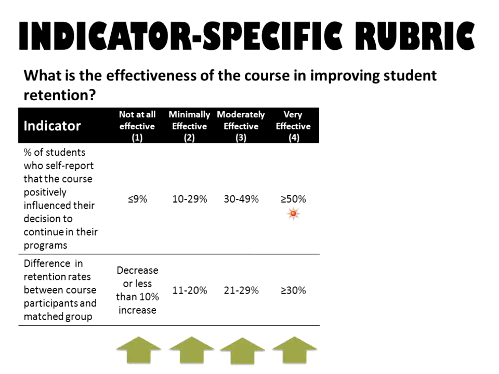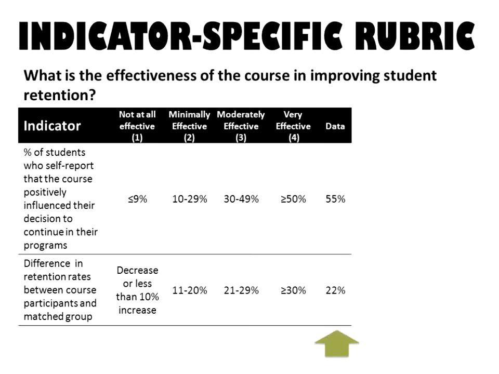If our students in the course had a worse retention rate than a matched group, or 10% or less better, that would be not at all effective. If they were 11 to 20% better, we would say that would be minimally effective. Moderately effective, 21 to 29% better. And we would say it would be very effective if the students in the course had a 30% or better retention rate. So then we would collect our data and we would get our result.